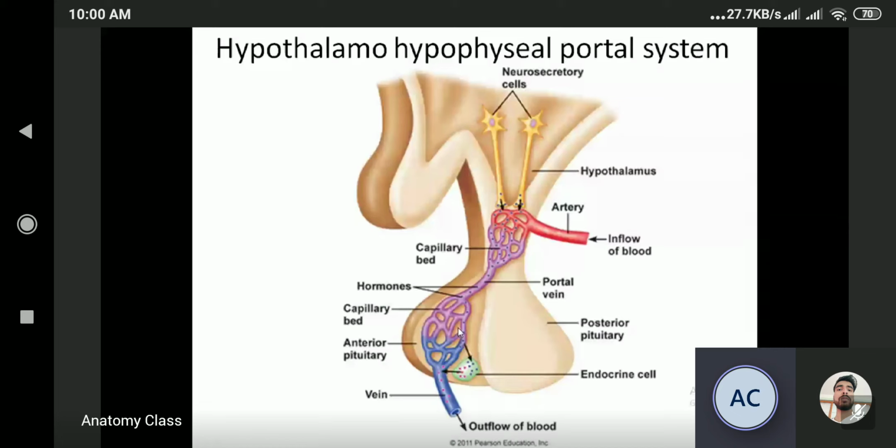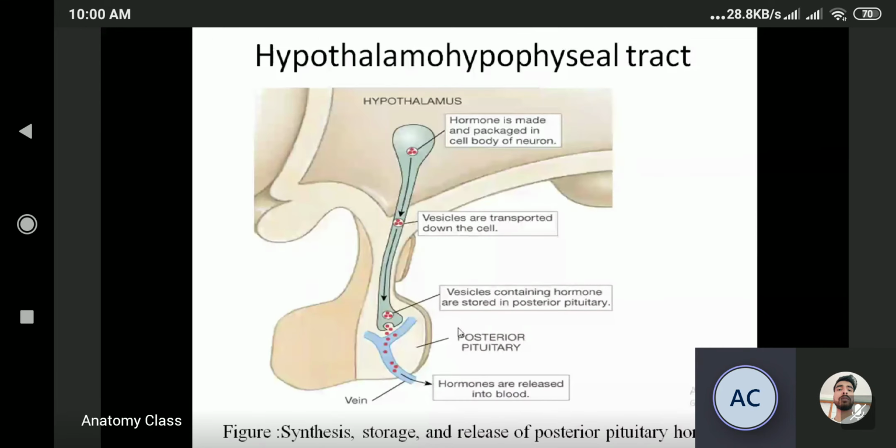I think this thing we already have studied in endocrinology also, isn't it? So I hope you people are clear about this. The next connection of hypothalamus with the posterior pituitary is through the hypothalamo-hypophyseal tract. Now, mainly this supraoptic and paraventricular nuclei. The supraoptic is mainly for secretion of vasopressin, and paraventricular is mainly for secretion of oxytocin hormone.